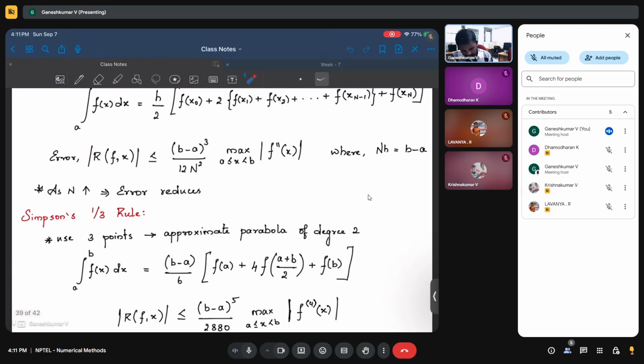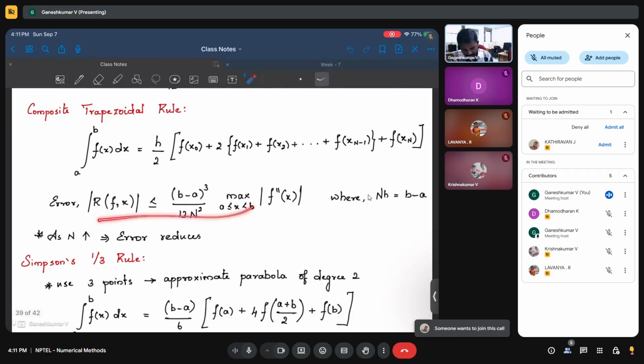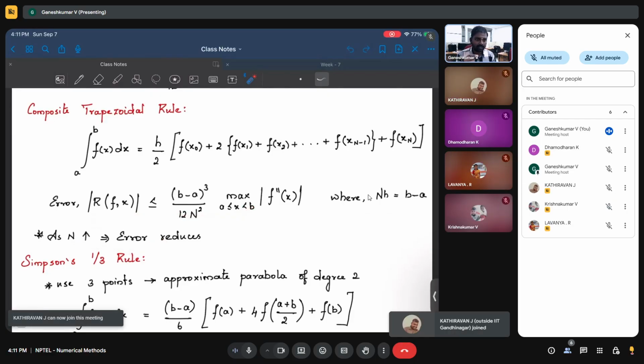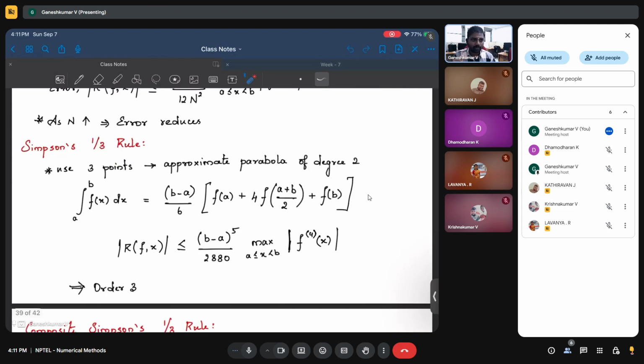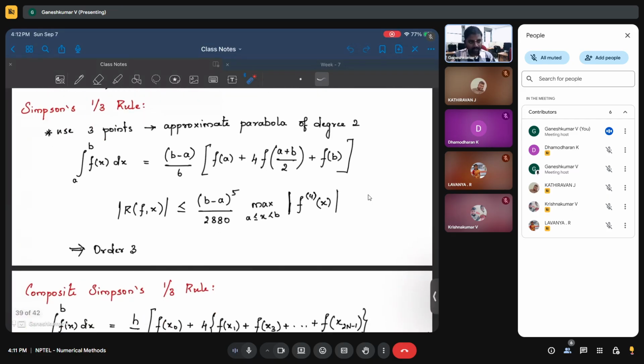Similarly, the error term also tells that as you increase the number of data points that you take, your error is going to reduce. So that is natural. That's what we have been doing for the whole numerical methods. If you increase the number of data points, your error is going to reduce. So the same thing is what we can also see here.